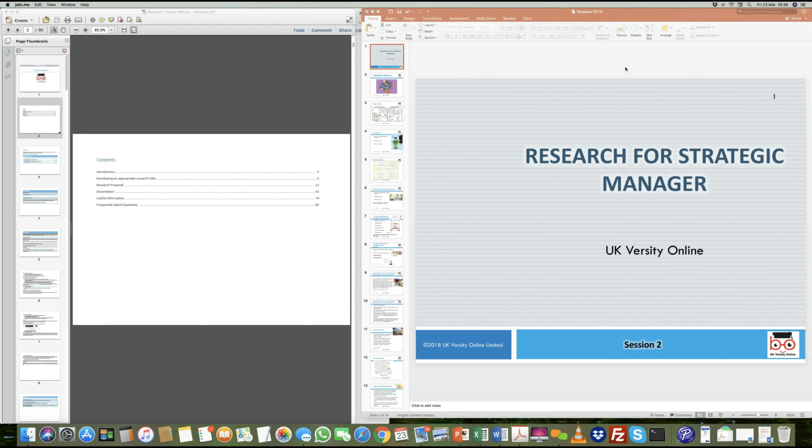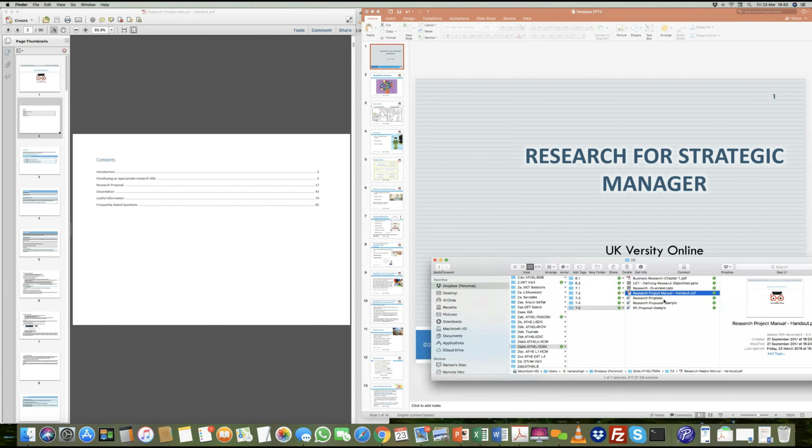What I want to do in the next couple of minutes is discuss some of the things that will lead on from what we covered in the first session on research for strategic managers. We looked at the basic techniques of why research is done, how research is done, and the key things in the 6-step or 7-step cycle that we looked at. Does anybody remember what we discussed last time?